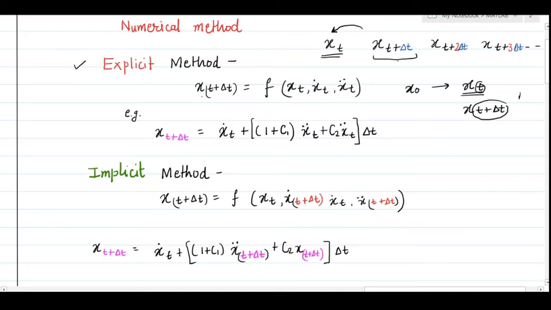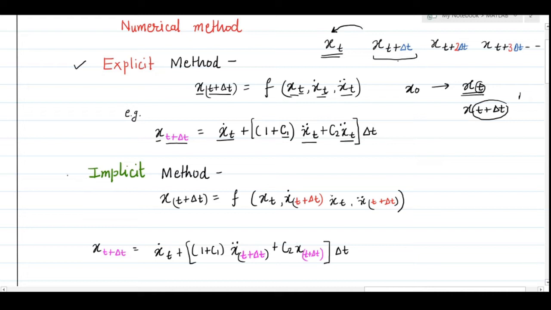Here I am showing that if you want to find the x value for t plus delta t, you will use your displacement, velocity and acceleration available for the t time step. And here I am showing one random equation, where you get x for t plus delta t using velocity with some constant and the acceleration available at the previous time step.